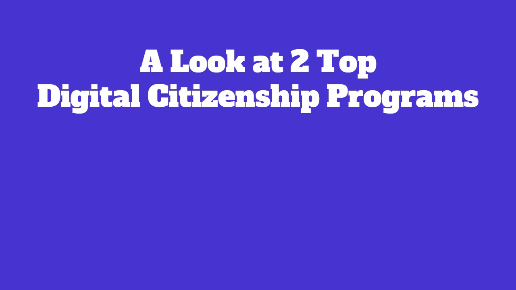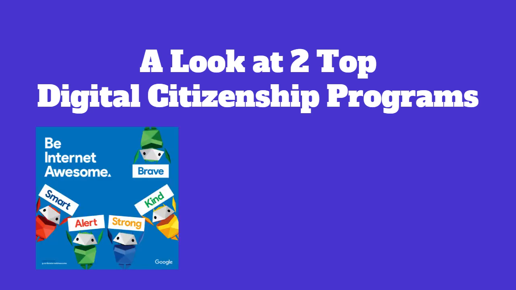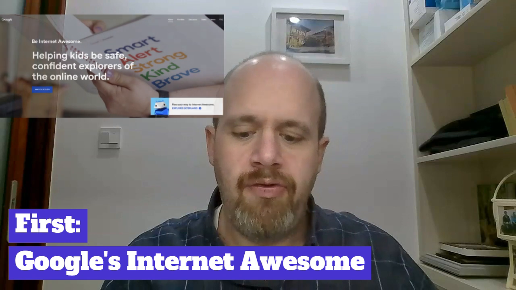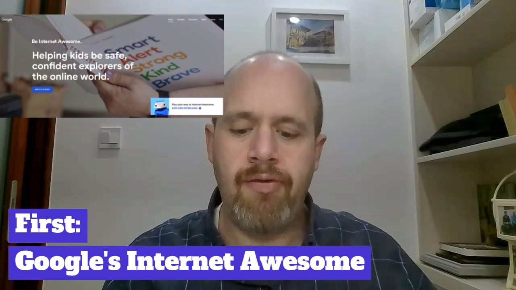So the two courses that we're planning to look at today are Google's Internet Awesome and Common Sense Education's Digital Compass. Both of these are designed for students year 4 to year 6 range. However, both of them do provide materials like lesson plans that cover an entire range of classes and student levels. So I wanted to look first at Google's Internet Awesome.